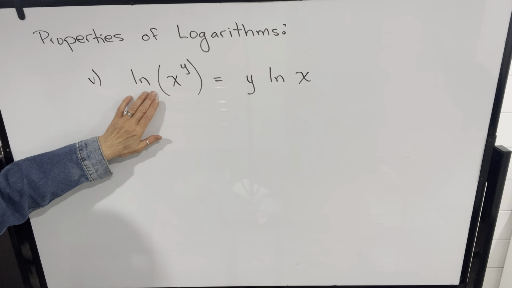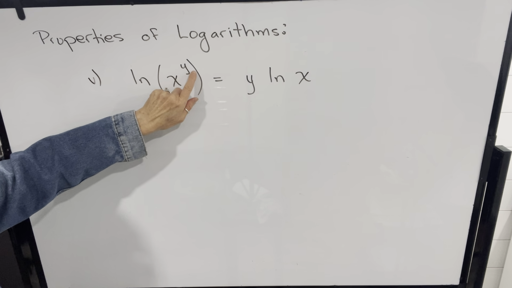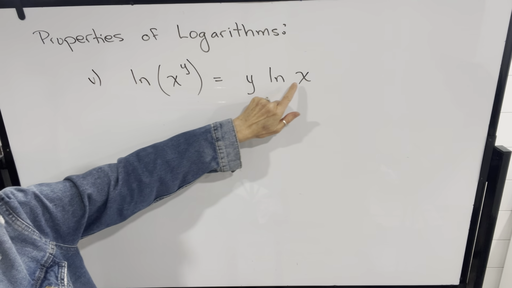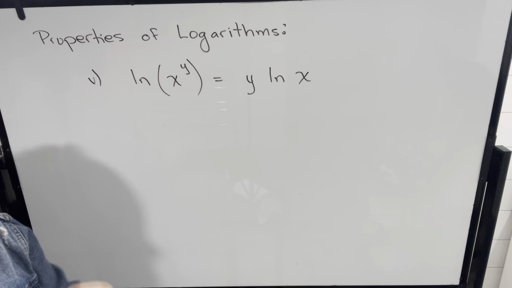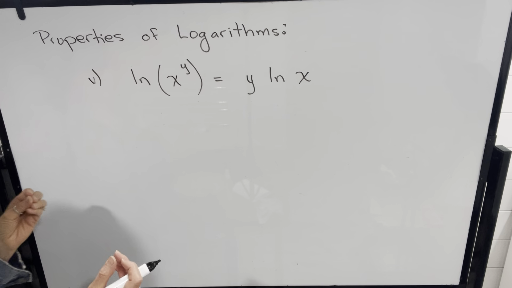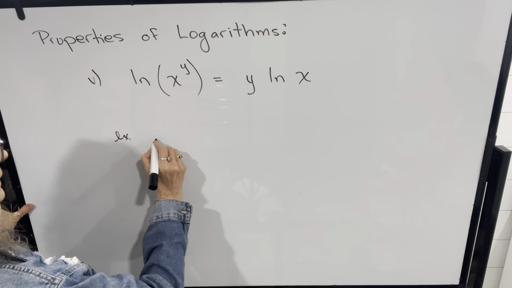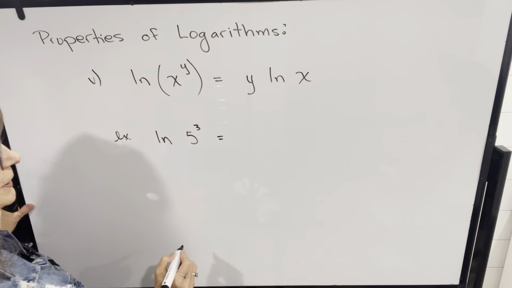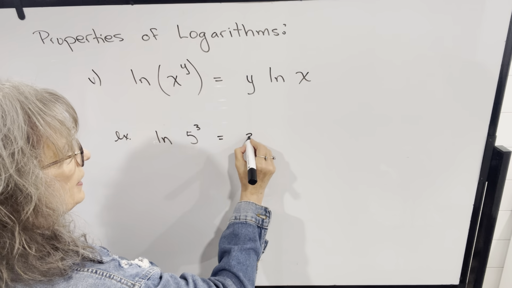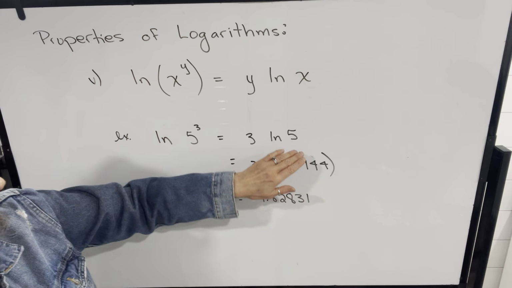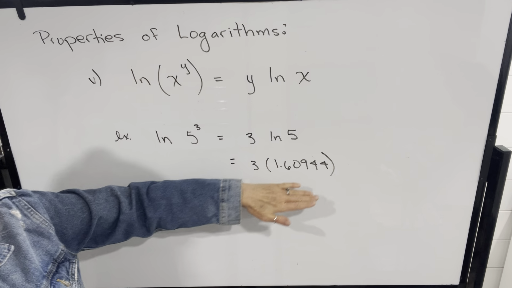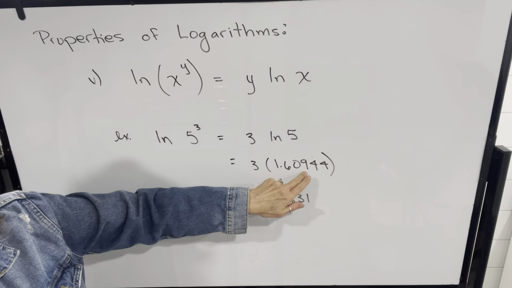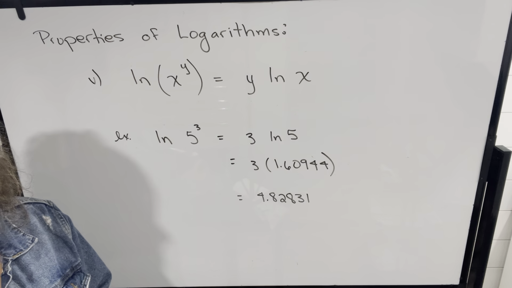Fourth property says the natural log of a power, in this case x raised to the power of y, will equal y times the natural log of x. Let's take a look at an example to show that this actually works. Let's take 5 cubed. And according to this property, this should be equal to 3 times the natural log of 5. Natural log of 5 is this value multiplied by 3, and this will be our final answer. Again, I'm using the value on my calculator, not the one I wrote down, just to keep it exact.